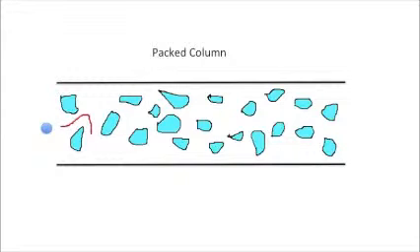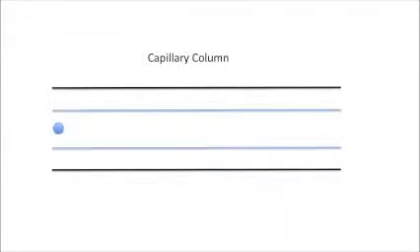Packed columns are typically a glass or stainless steel coil that is filled with the stationary phase, or a packing coated with the stationary phase. In contrast, capillary columns are a thin fused silica in which the stationary phase is coated on the inner surface. Capillary columns provide much higher separation efficiency than packed columns, but are more easily overloaded by too much sample.